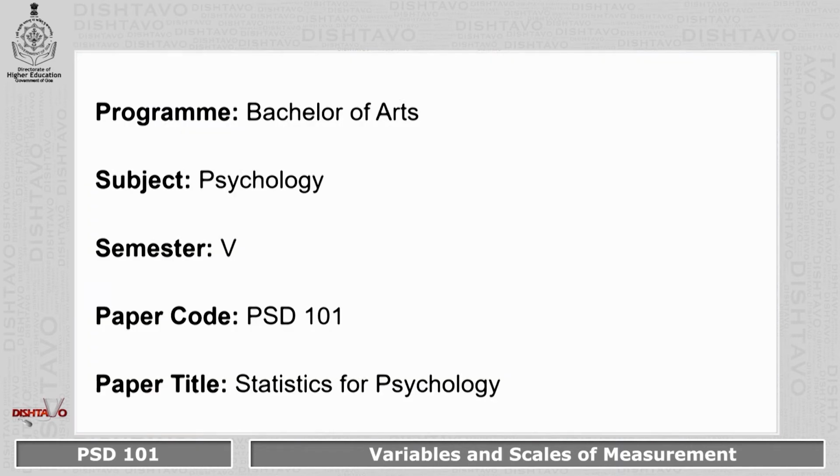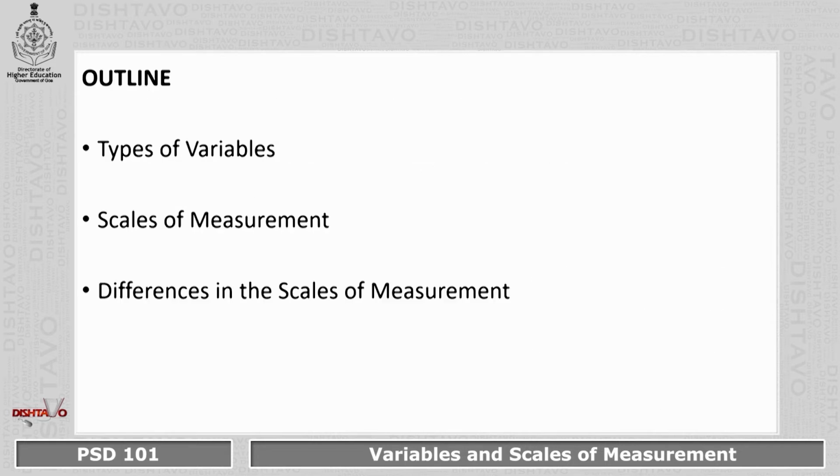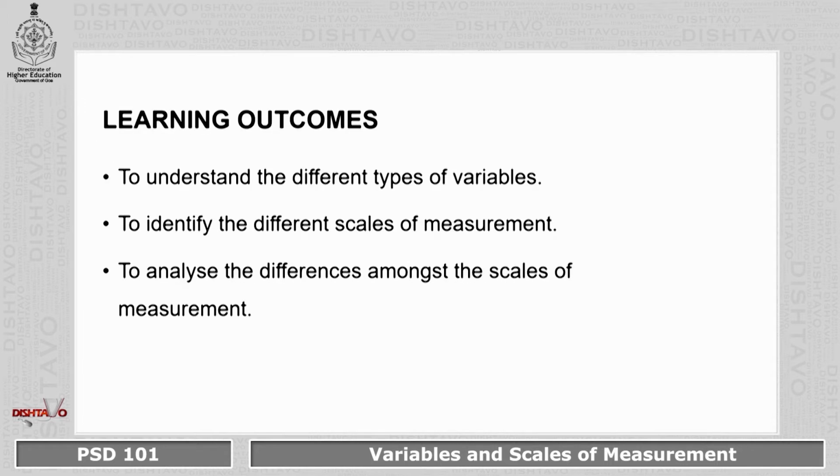The paper I will be teaching you today is Statistics for Psychology. The title of the unit is Understanding Basic Concepts, and the module name is Variables and Scales of Measurement. This is your module 2. The outline of the lecture: we will be learning the types of variables, what are the different scales of measurement, and the differences in the various scales of measurement.